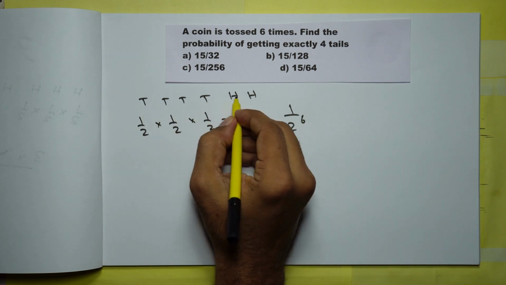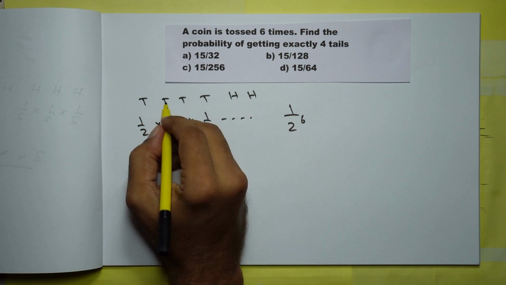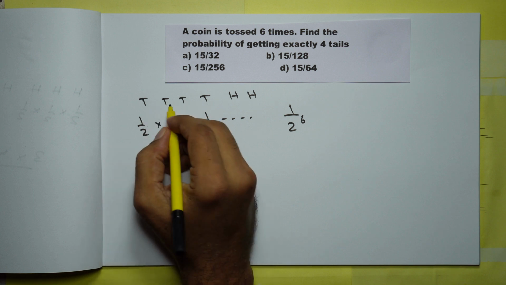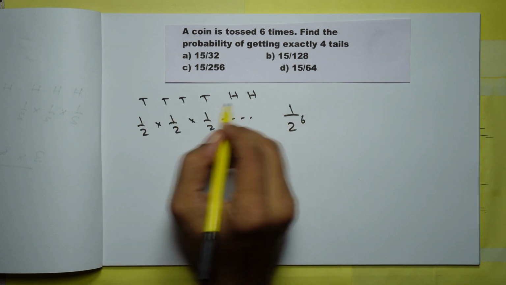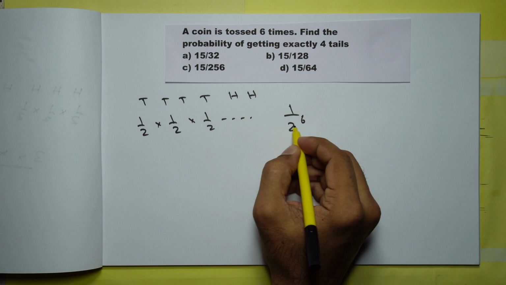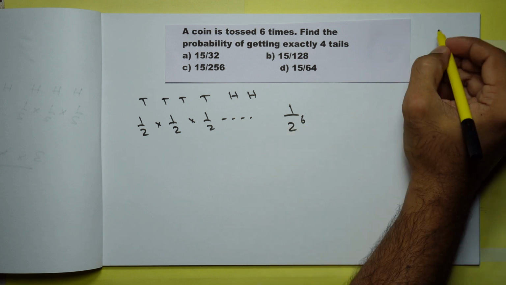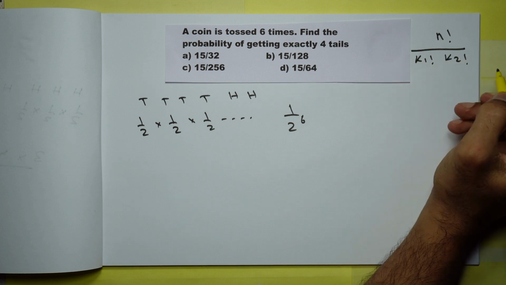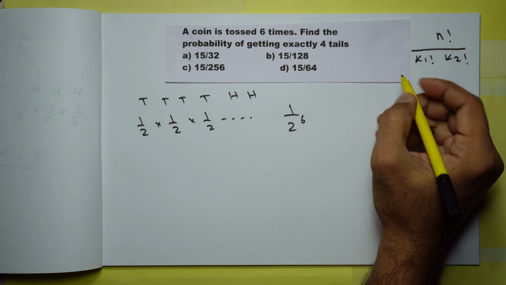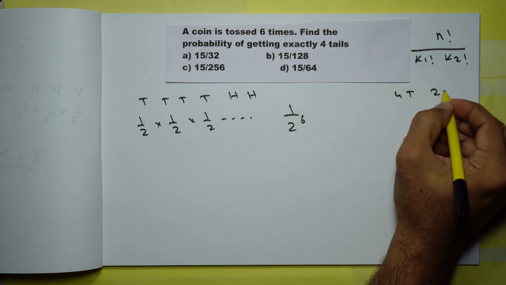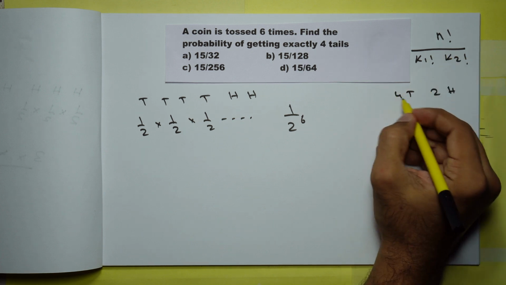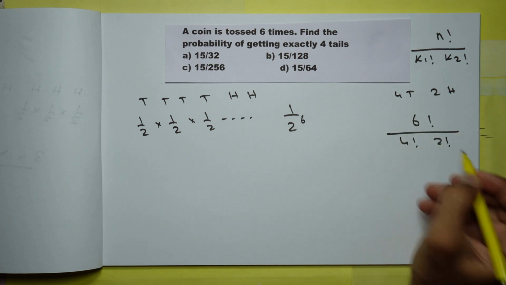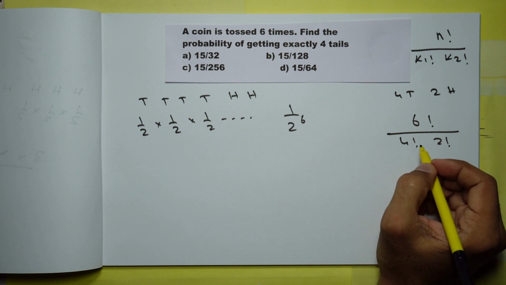These 4 tails and these 2 heads, they can be interchanged in any way you like and it will be a favorable outcome. So in how many ways can they be interchanged? And in each arrangement, the probability will be 1 by 2 raised to 6. So we can use the formula n factorial by k1 factorial into k2 factorial. Here altogether 4 t's are there and 2 h's are there. So n is equal to 4 plus 2, 6 of them, out of which 4 of them are same, 2 of them are same. This is the total number of arrangements.